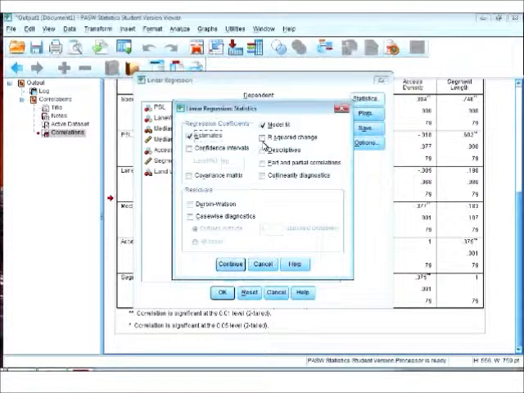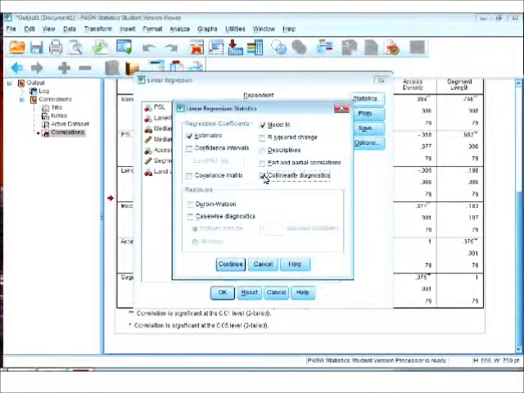R-square change is something, for example, in stepwise regression, it develops one model with a few independent variables, and then it develops another model with a few more independent variables. In that case, it gives you how the R-square value is changing. In descriptives, it gives you the mean, median, mode, etc., all that.